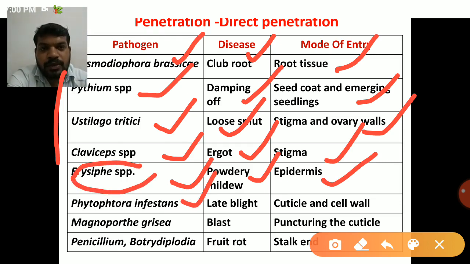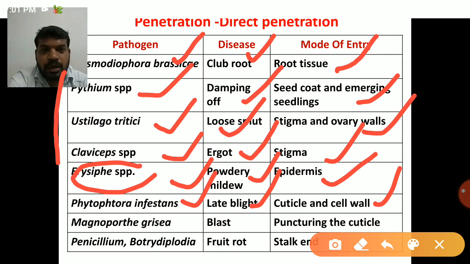Next, Phytophthora infestans. This is a historical pathogen. It caused the Irish famine in 1845, in Ireland. The disease is late blight of potato. It mainly infects the cuticle and cell wall and produces necrotic regions on potato and potato leaves.